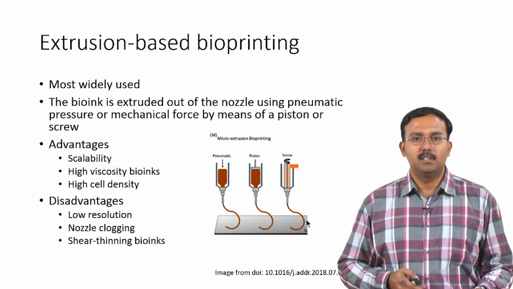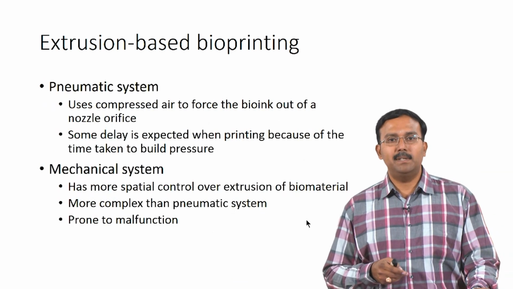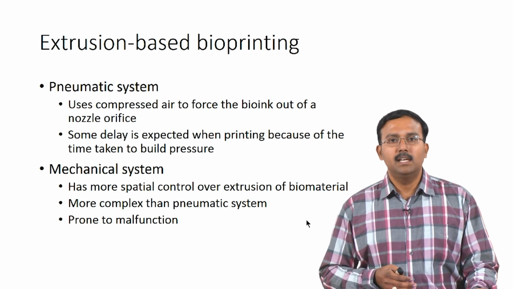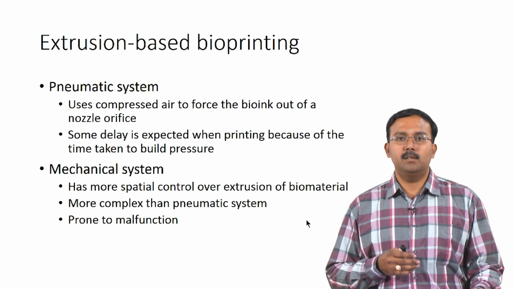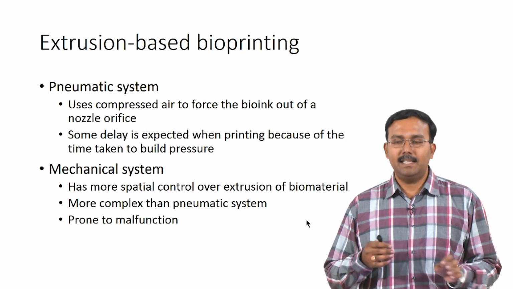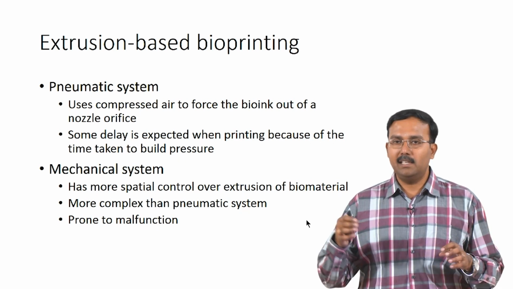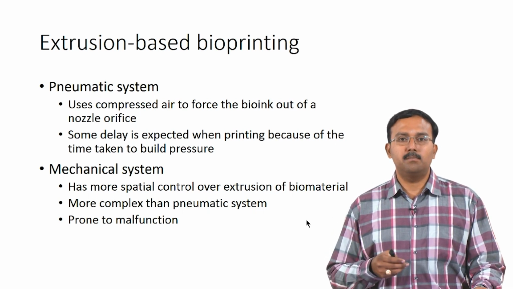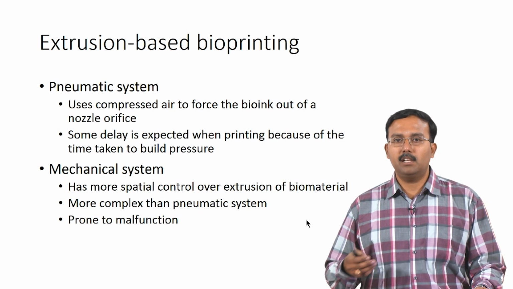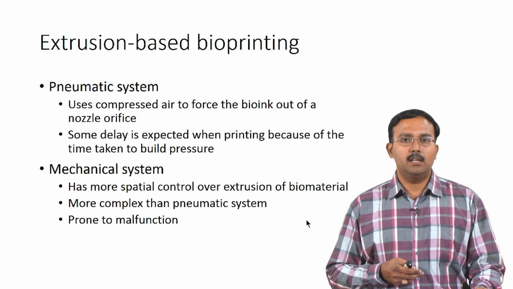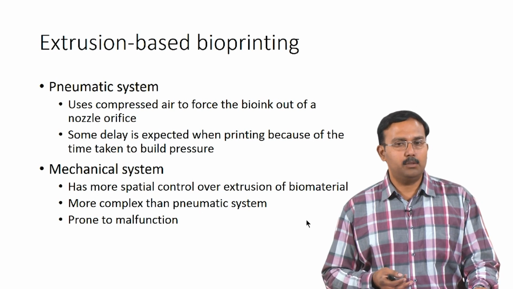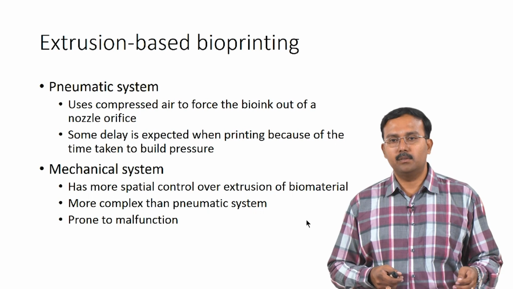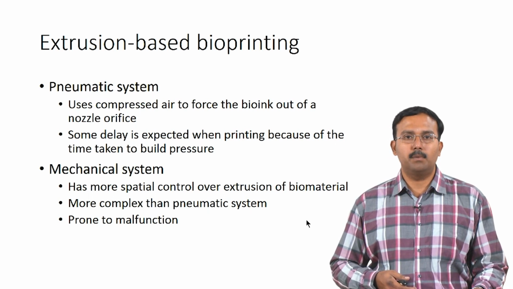Okay. So, pneumatic system basically uses compressed air to force the bioink out of the nozzle orifice, and there is some delay expected when printing happens, because it takes time to build the pressure. So, the yield stress would have to be taken care of before it starts printing. In a mechanical system, there is better spatial control over extrusion. It is actually more complex than a pneumatic system, and it is actually prone to malfunction because of that. So, those are the challenges with extrusion bioprinting.